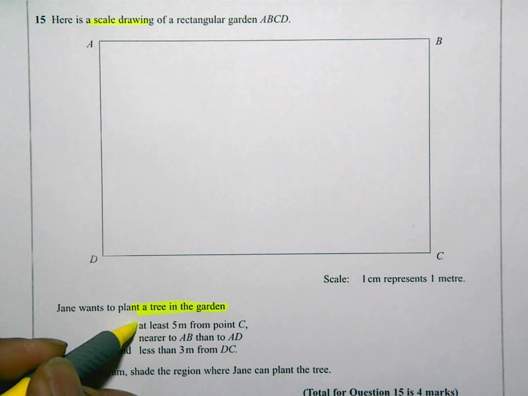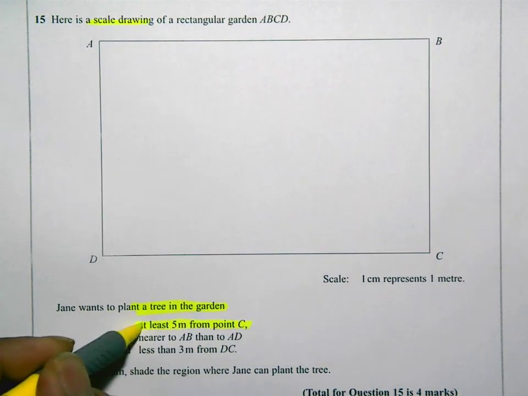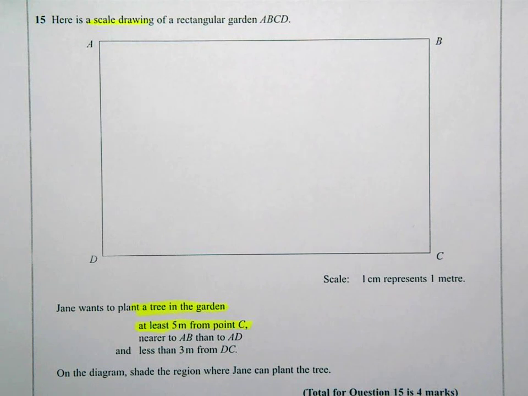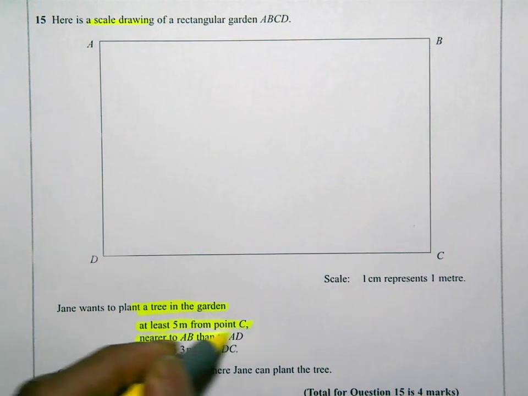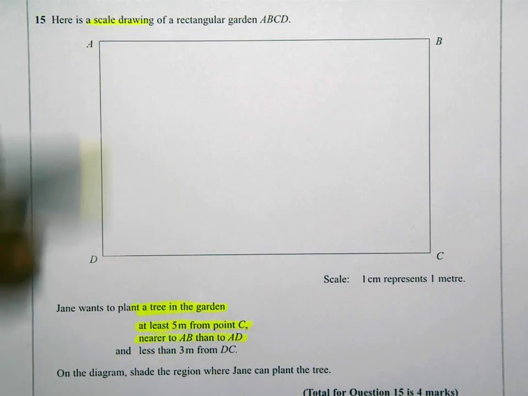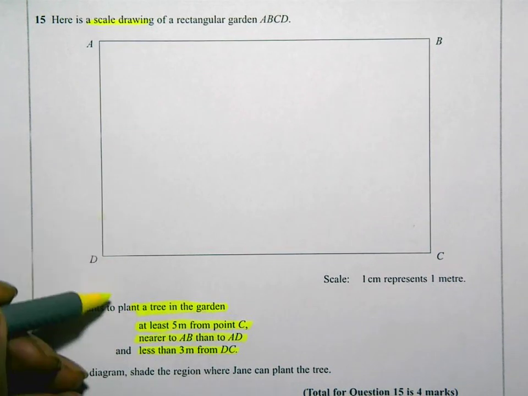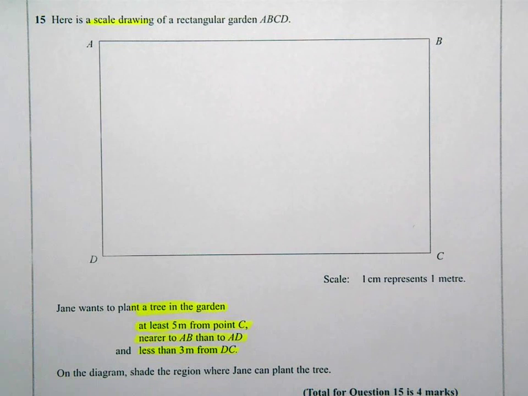It needs to be at least 5 meters from the point C, nearer to AB, so it needs to be closer to AB than AD, and less than 3 meters from DC. Okay, so this is a loci question, and I need to break it down into stages.